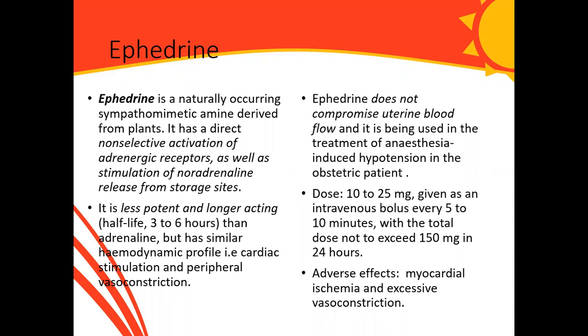It is less potent but longer acting than adrenaline, but tends to produce a similar hemodynamic profile vis-a-vis cardiac stimulation and improved peripheral vascular resistance. One of the reasons why we use it, especially for obstetric patients with hypertension or hypotension following anesthesia, is that it does not compromise blood flow. So even before delivery of the fetus, if a patient is hypotensive, ephedrine seems to be the agent that is commonly used because it ensures that uteroplacental blood flow continues unhindered.